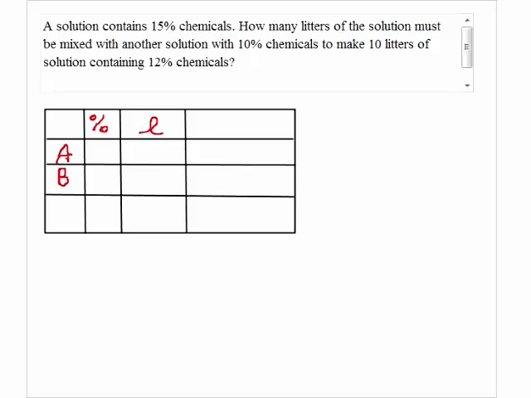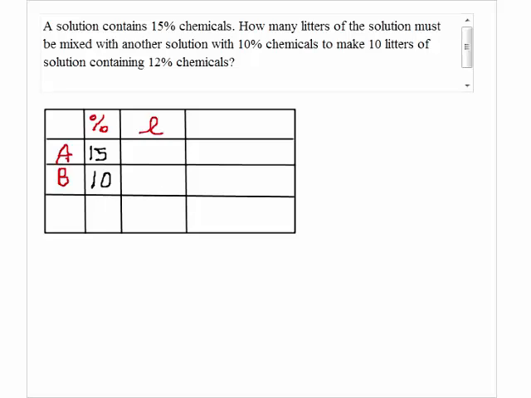A solution contains 15% chemical, so it would be 15%. We want to know how many liters of the solution must be mixed with another solution with 10%. So in our chart, we fill out what's given to us, in this case the percent of the chemical, 15 and 10, in order to make 10 liters of solution.